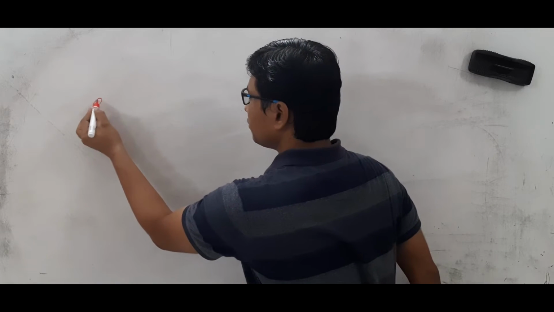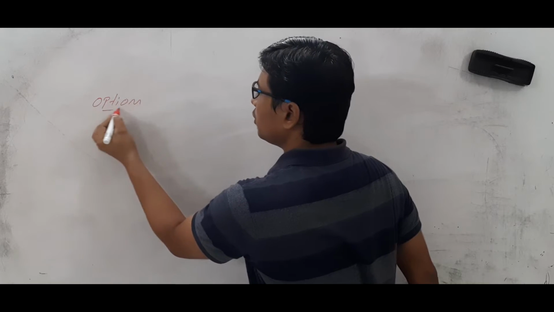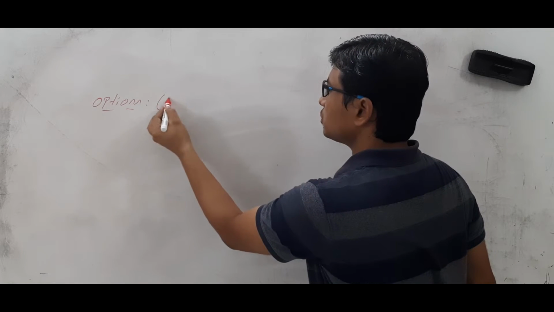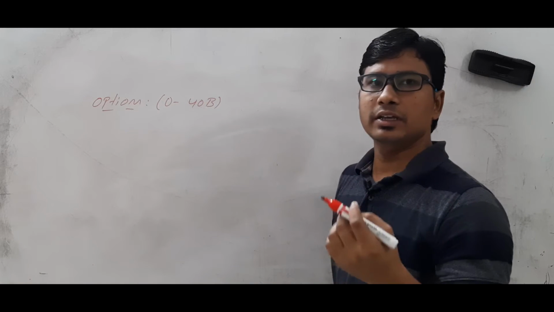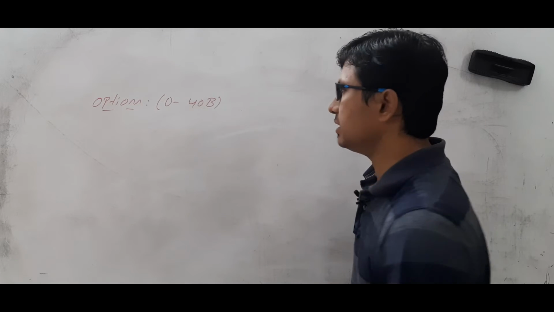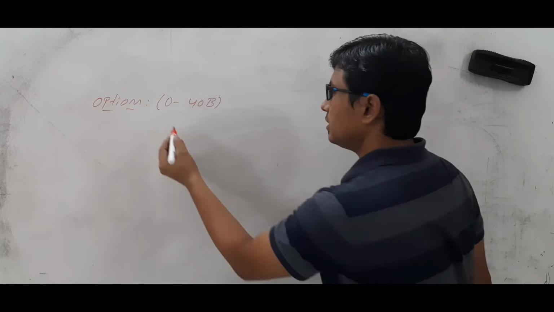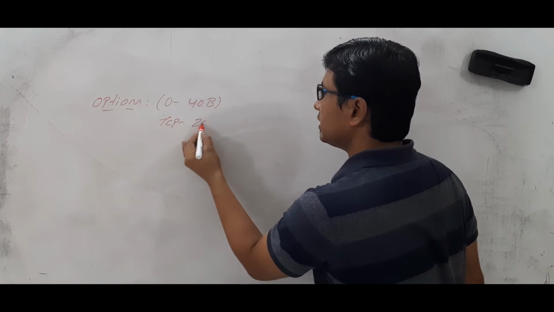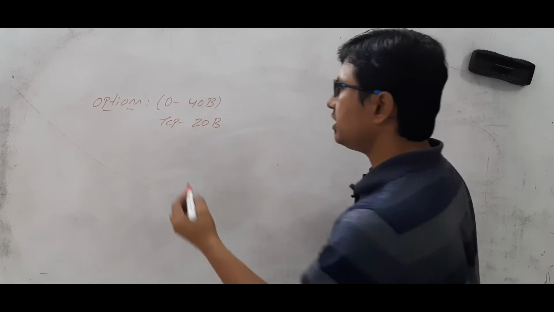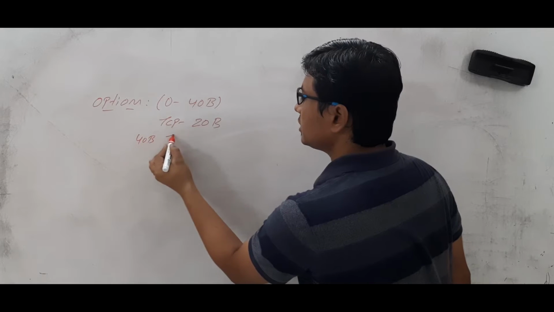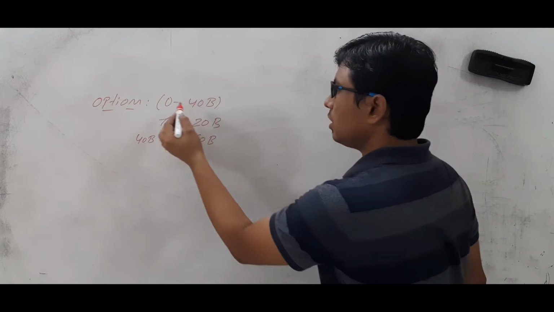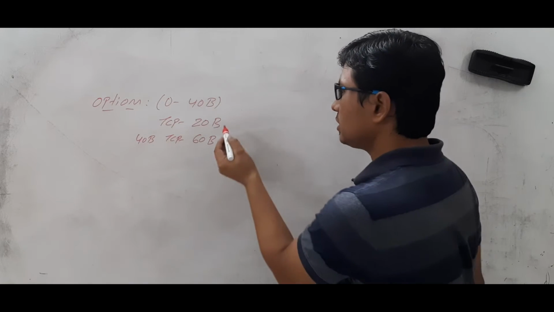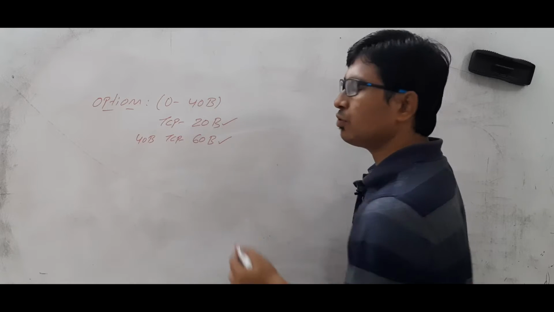Now we will discuss the options. When it comes to the option field, we have 0 bytes to 40 bytes. The option field in the TCP header is from 0 bytes to a maximum of 40 bytes. If the option field is 0 bytes, then the TCP header will be 20 bytes. If the option field consists of 40 bytes, then the TCP header will go up to 60 bytes. So, based on the number of bytes in the option, the TCP header will vary from 20 bytes to 60 bytes.